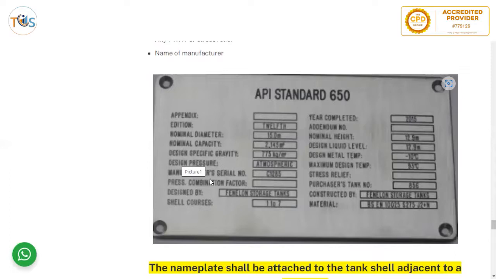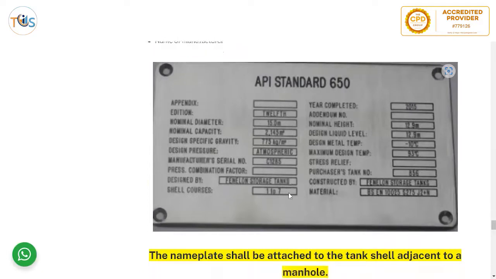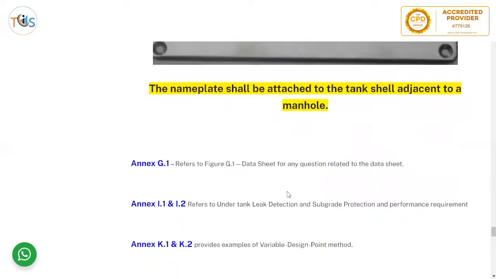Pressure combination factor is nothing, serial number, and then design pressure is atmospheric. Design specific gravity is less than the water, 775 kilogram per meter cube. So the specific gravity will be 0.775. Nominal capacity, so it's relatively a small tank, and nominal diameter is 150 meter, and nominal capacity is actually, no, it's a big tank, it's 2145 meter cube. The nameplate shall be attached to the tank shell adjacent to the manhole.